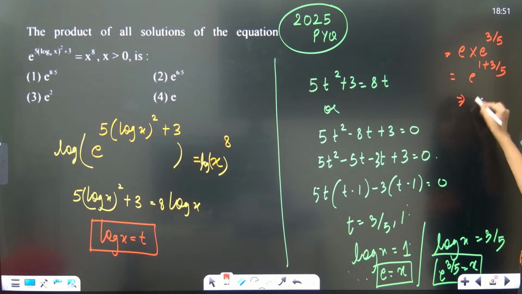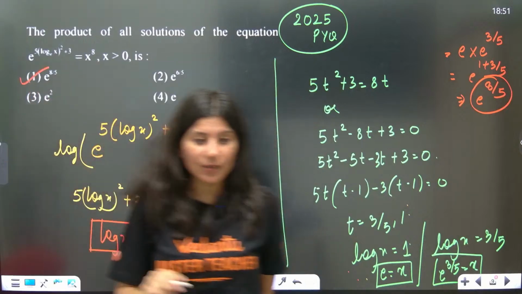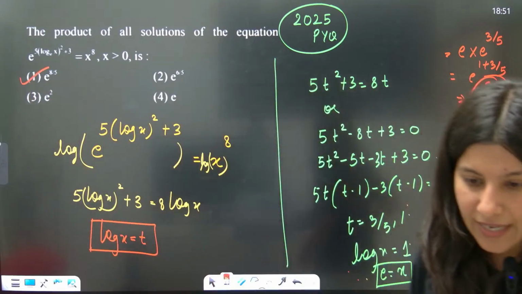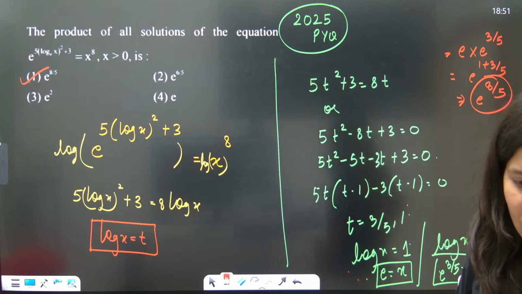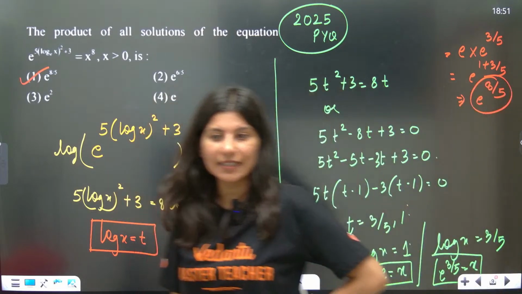So 5 e power 8 by 5 will be the answer. E power 8 by 5, option A, absolutely correct. Yes, I can see Praveen, I can see JEE question, absolutely correct, my dear students. You guys are killing it, nailing it.